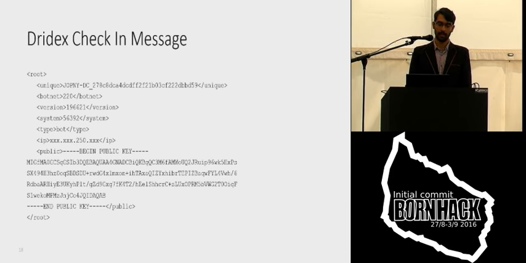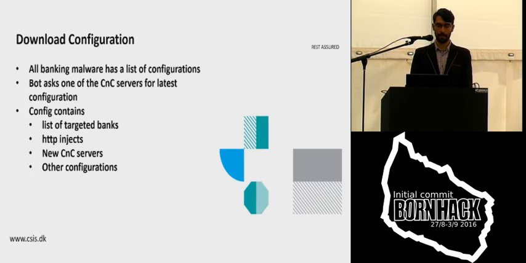So I'll shortly explain it a bit more. But yeah, this is actually one of the keys generated by the bot, and it is sent to the CNC server. So whatever the CNC server sends to the bot later will be encrypted with this public key. So only this bot can decrypt it. Anybody in the middle is not able to do that because of the way asymmetric cryptography works.